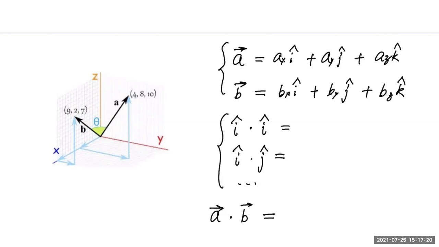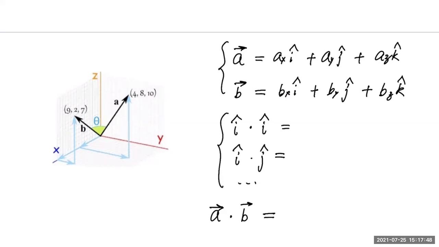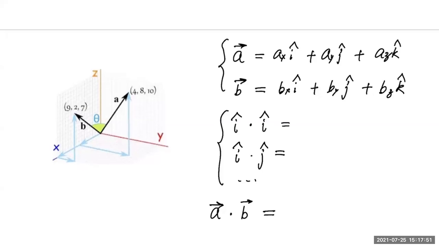What you're getting is AXi dot BXi, right? AX, BX, these are just scalars. You can take them out first. And then what you're left with is i dot i. What is i dot i equal to? Well, by definition, i dot i is the magnitude of i times the magnitude of i times cosine of the angle between i and itself. Of course, that angle is 0. So you get cosine 0, which is 1. So i dot i equals 1 times 1 times 1, and that's just 1. Same thing can be said about j dot j and k dot k, of course.